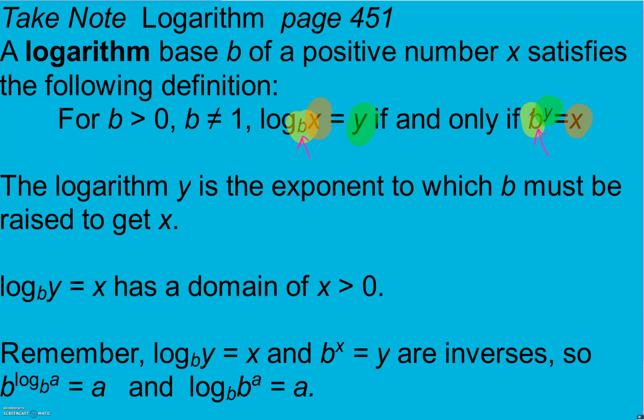So log base b of y equals x has a domain of x is greater than 0, and that's because our b to the x power equals y, our exponential, has a range that's y greater than 0. Remember, we have that asymptote, we never cross it, it's always positive. So our domain here has to be x greater than 0 because it's the inverse function. The range of our function becomes the domain of its inverse.